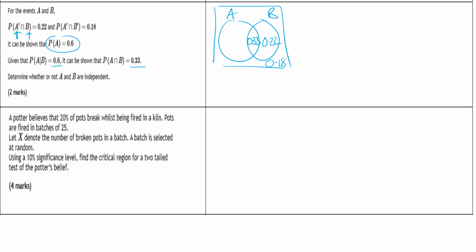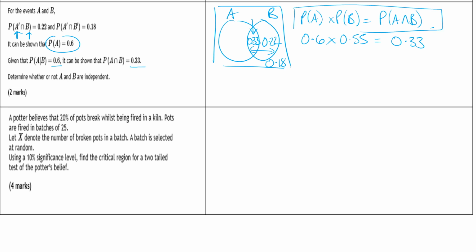Determine whether A or B are independent. Now we're told that the probability of A is 0.6, so the probability of B is these two added together, 0.55. Now events are independent if the probability of A times the probability of B is equal to the intersection of the two. So the probability of A we're told is 0.6. We can see the probability of B is 0.55. Now when we times those two together, that does give us 0.33, which is the intersection there. So this statement holds true, and it only holds true when we have independence. So A and B are independent.